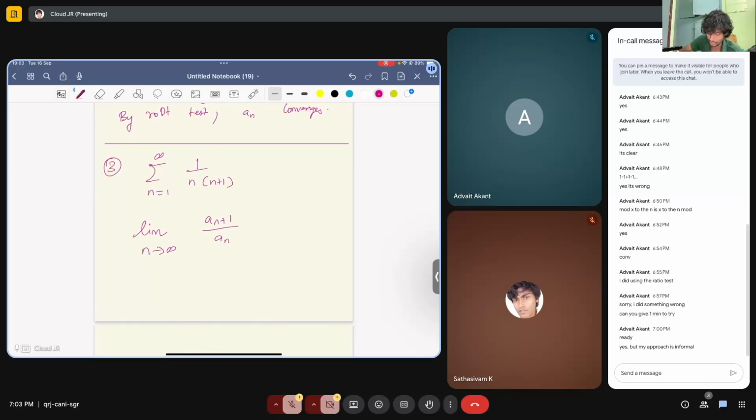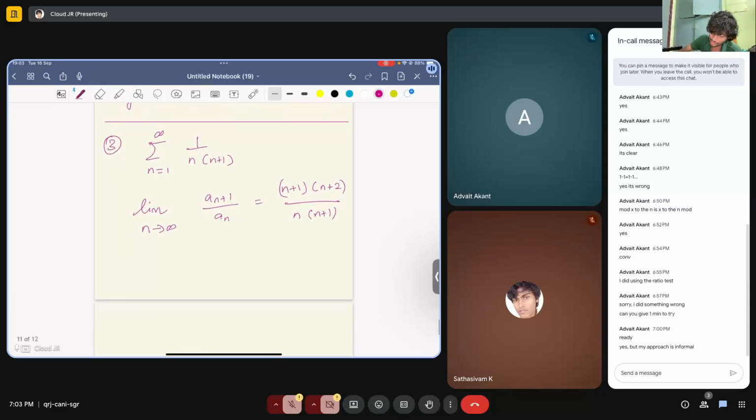a_(n+1) by a_n. If you look here, this is nothing but n plus 1 times, I think, n plus 2, right? It's n into n plus 1 over n plus 1 into n plus 2. You can try to take the limit of this, and you can see this tends to 1. Because this will cancel out, and this is just nothing but 1 plus 2 by n, and this goes to 0, so the limit is 1. Okay, so now you have a series whose limit is 1.